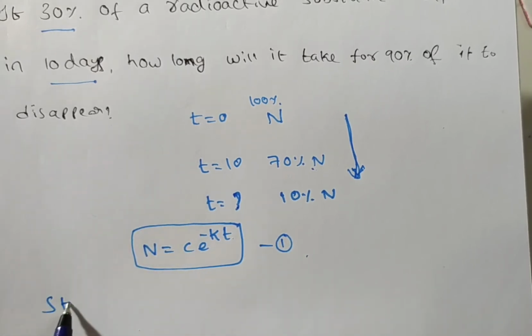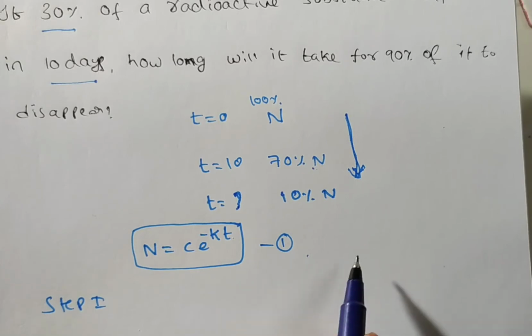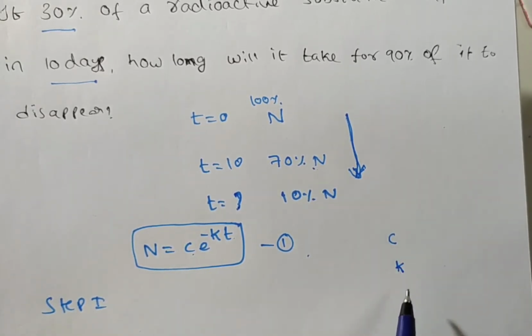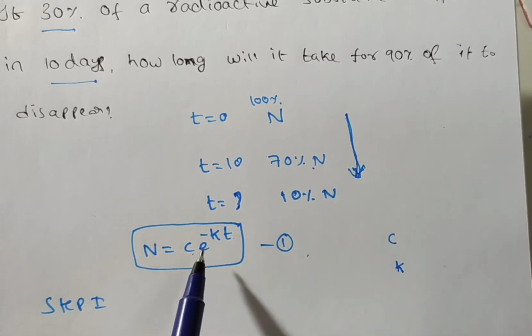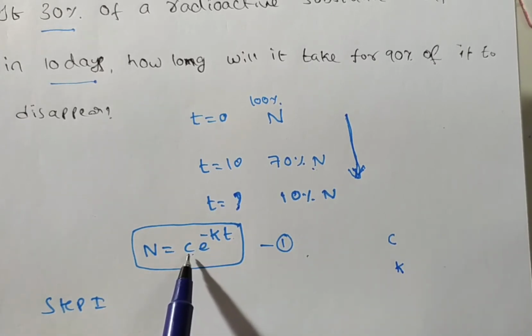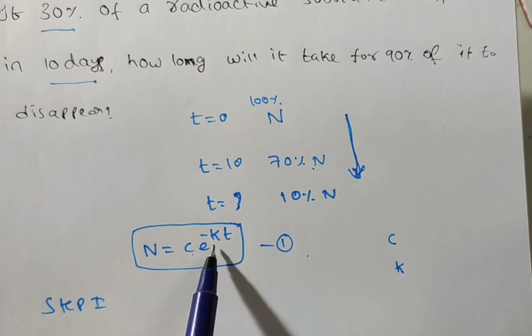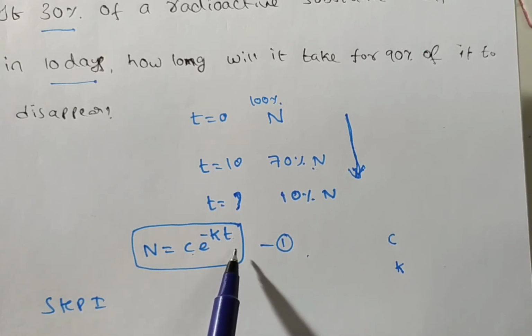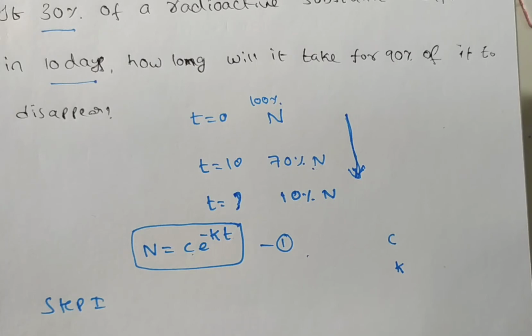Step 1. In step 1 we first have to find C. C is unknown. Later we need to find the other unknown, K. In step 2 we find the K value. So now what are the unknowns? N is unknown, T is unknown. If they give N, you can find T. If they give T, you can find N. Is it or not? Yes. So we can do it in 3 steps.